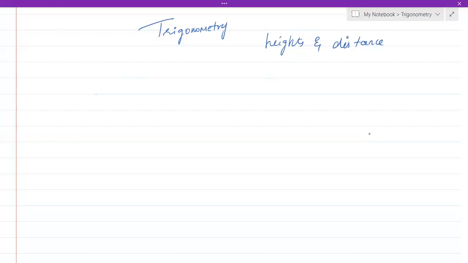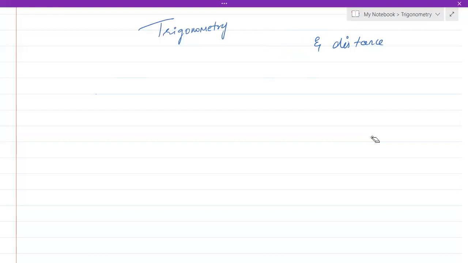Now, before getting into the applications of trigonometry, let's learn the basics of trigonometry, which is a very new concept for a student who's studying in 10th standard. So let's learn the basics of trigonometry. In the upcoming videos, let's learn the applications of trigonometry, that is, finding the heights of mountains and the distance between two points.